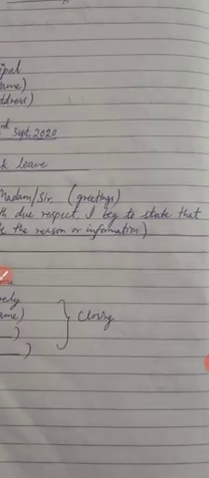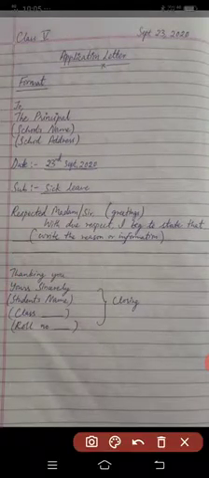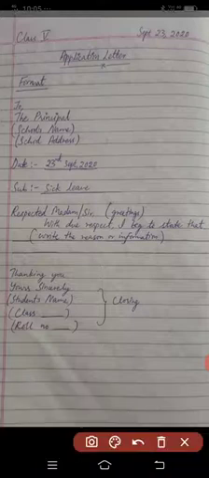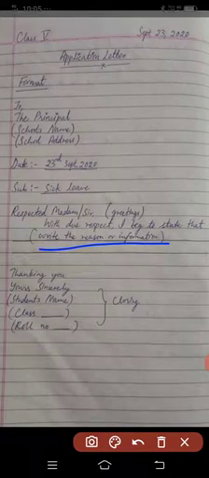You have to start like this: with due respect, I beg to state that. Then you have to write the reason why you are taking leave. If you are not feeling well, you can just say, I'm not feeling well since last night, and therefore please kindly give me 1 day leave or 2 day leave, whatever it is. You just have to write the reason behind taking leave.